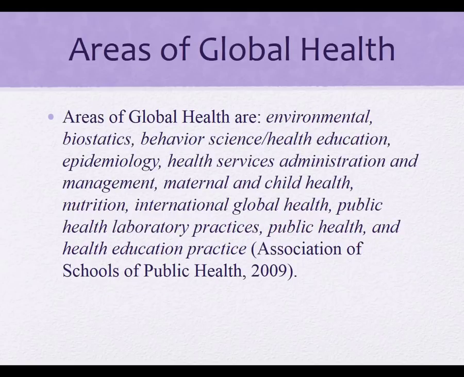Okay. So what are the areas of global health? You have environmental, biostatistics, behavioral science, health education, epidemiology, health service administration and management, maternal and child health, nutrition, international global health, public health laboratory practices, and public health and health education practices. You'll notice that a number of these are specific courses that you will also take within your program. You'll take a global health course, an environmental course, biostatistics, behavioral science, which is your theories class, epidemiology is a course, maternal child health is an elective, nutrition is an elective, and this is your public health and health education practices course. So, these are things that we do focus on within our program.